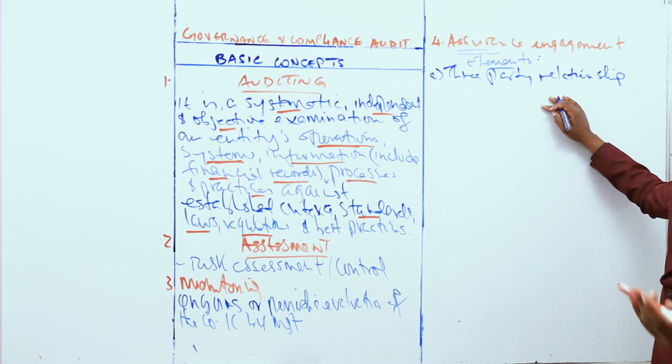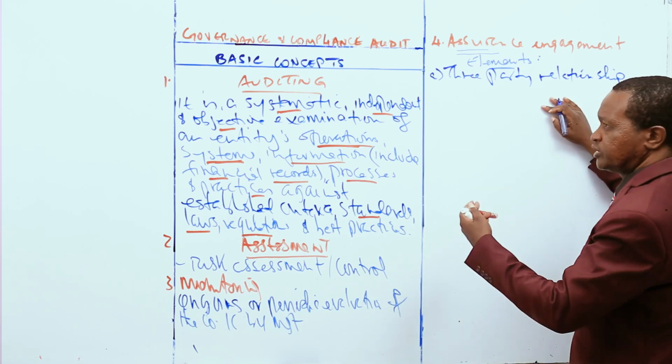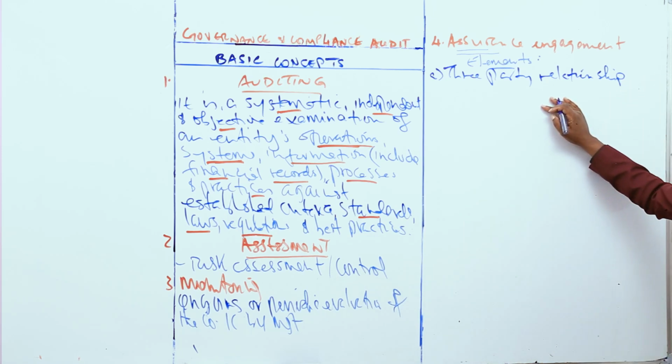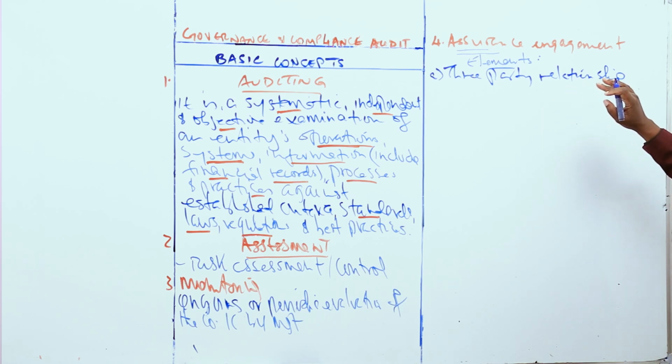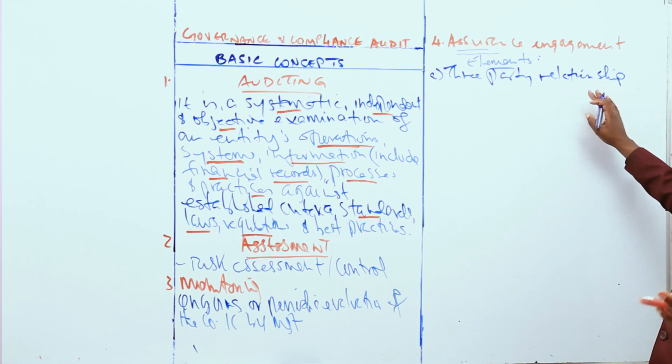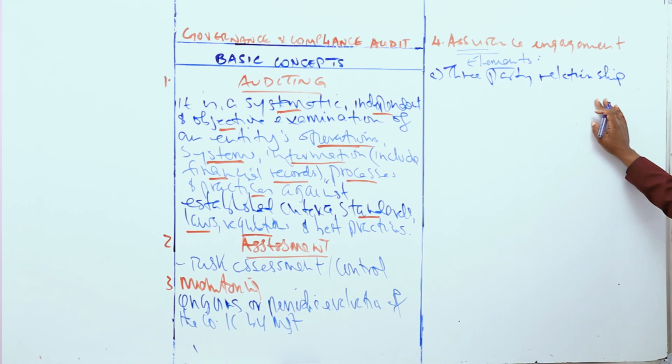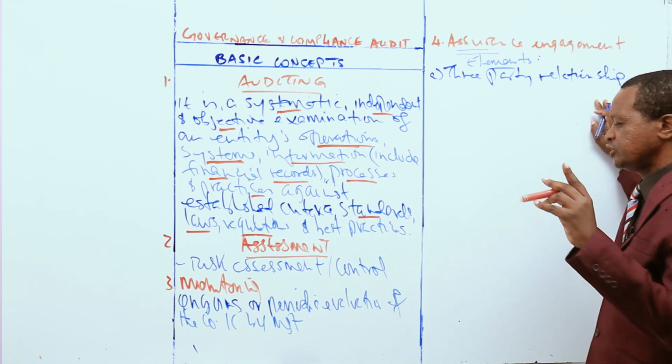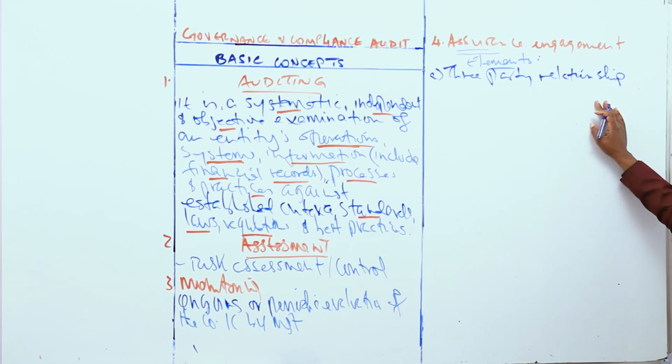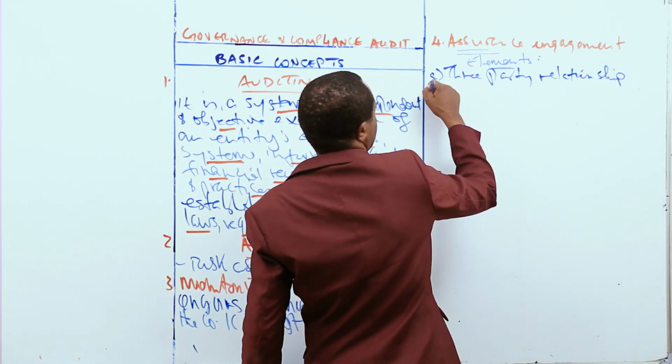The third party is the intended user. It could be the shareholders. These are the ones who rely on the audited financial statements. So an assurance engagement has 3 parties: the practitioner, who is the auditor, the responsible party, who is the management that prepares the financial statements, and the intended users, who are the shareholders. That's the first element. Then we have subject matter.